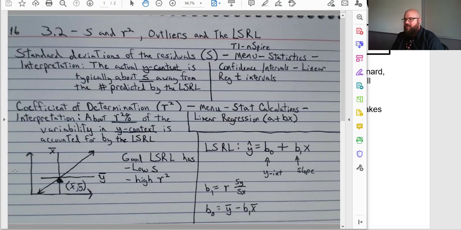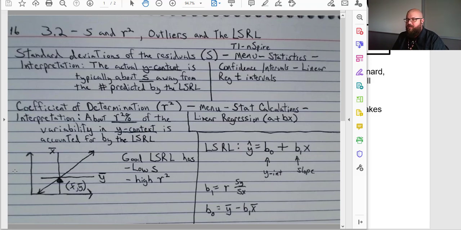So if you have a low value with that, the lower the standard deviation of those residuals, the better fit the line is, the less of a gap in between the actual point and the predicted point. So the overall standard deviation of each of those residuals is better to be a low value.